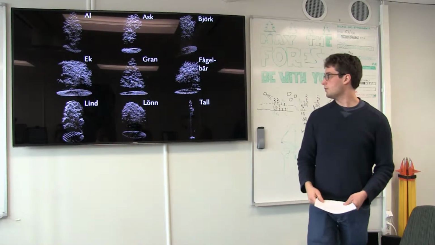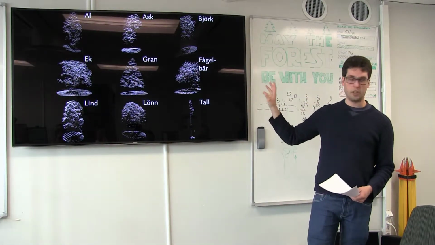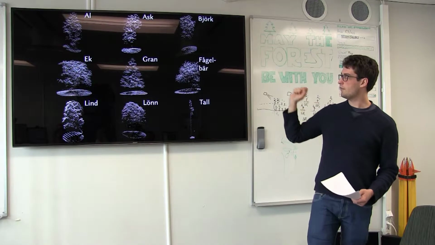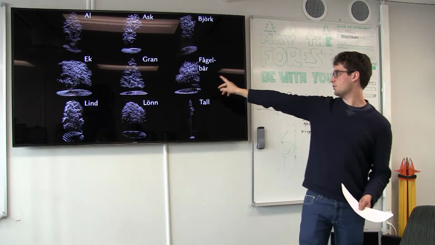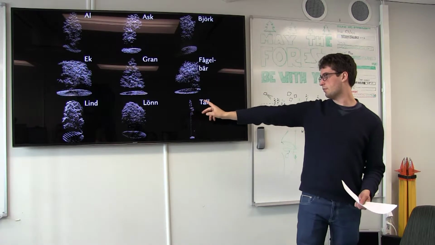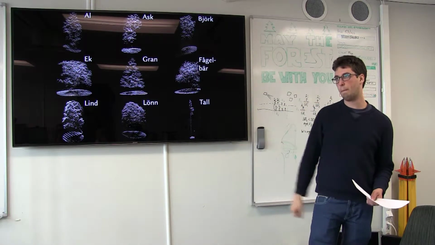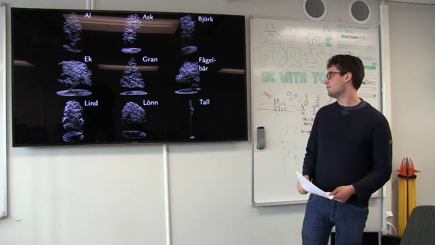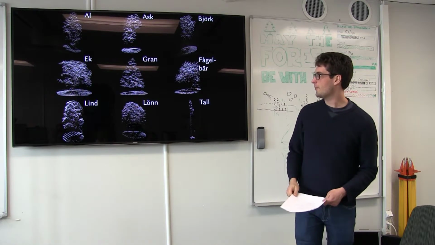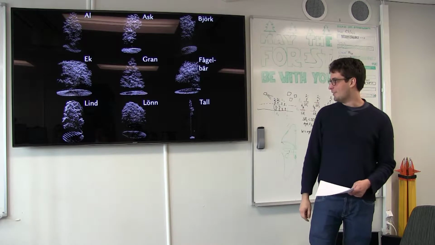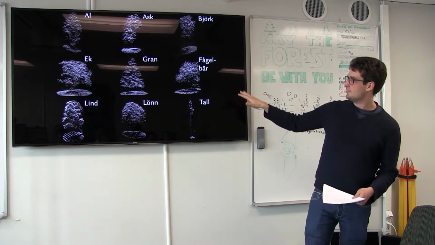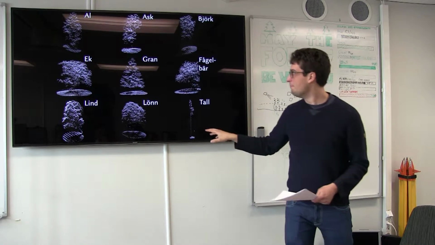And here is how the different trees can look in the point cloud. We have alder, ash, birch, oak, spruce, cherry, linden, maple and pine. And they sort of look quite different. Spruce is very easy to spot, and pine, but the rest look quite alike, but not really.